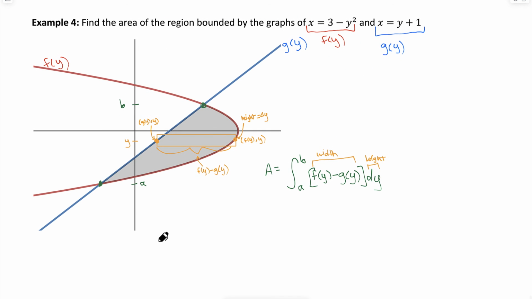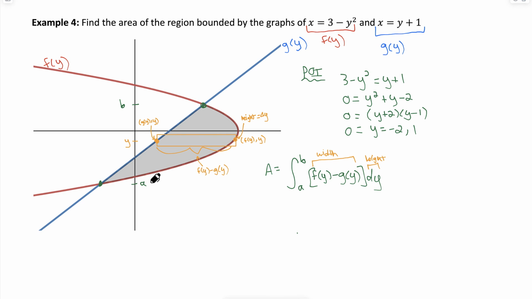So let's use that formula to calculate the area. But before I can do that, I have to get the a and b values, my limits of integration. So where do these functions intersect? Let's find out where the points of intersection are by once again setting them equal to each other. So it's a quadratic relationship, so I'll set it to 0. And this would factor to y plus 2, y minus 1. So I have two y values. They intersect at a y value of negative 2 and at a y value of 1. So my a value is negative 2. My b value is equal to 1.